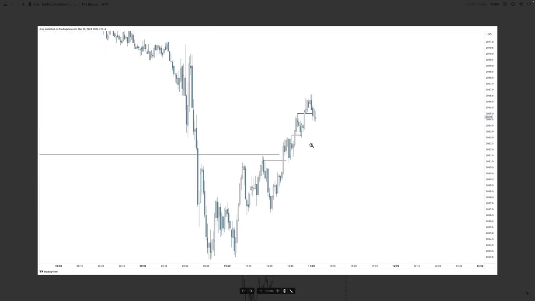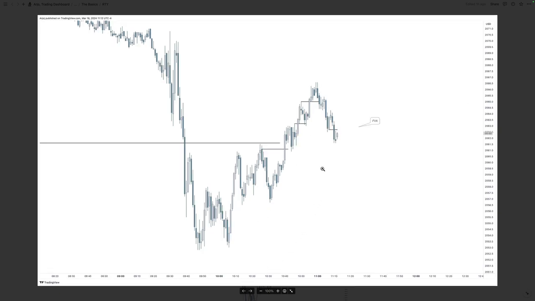We see after that we have 1-minute fair value areas right here holding. If we pay attention, we can see at the most recent 1-minute fair value area that we have a 2-candle rejection actually right there failing, or at least showing signs that it potentially wants to fail right there. It's not following through that 2-candle rejection. So what happens afterwards? Well, same thing. It's all fractal right there.